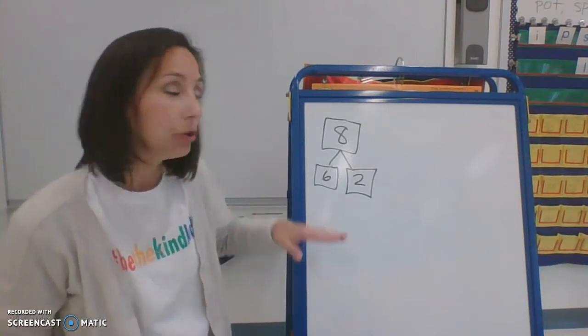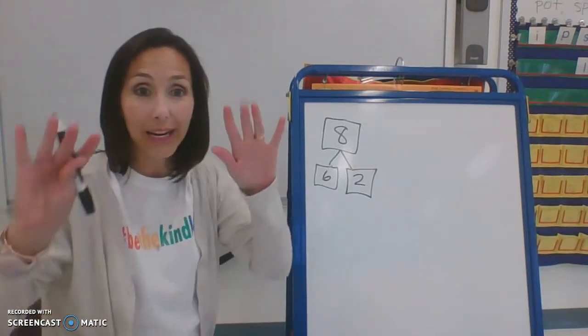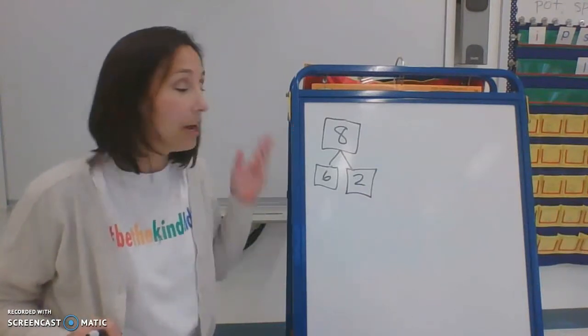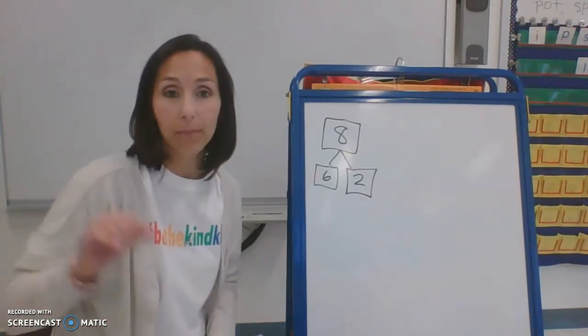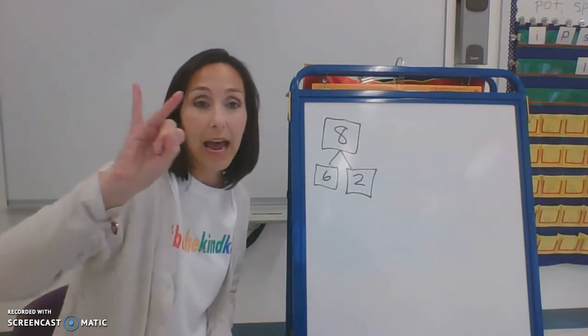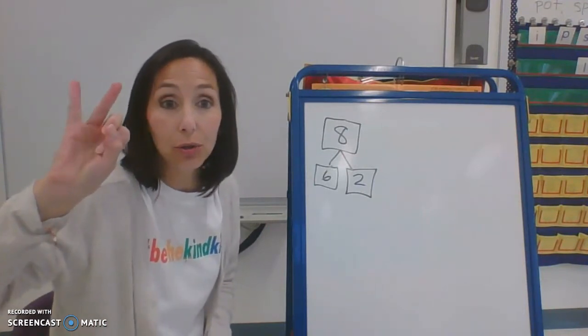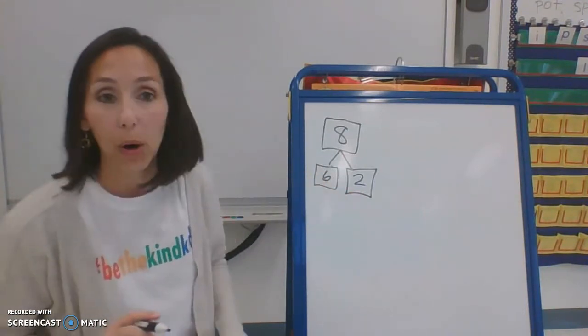And we learned how to figure this out. If you weren't sure, you could count on, right? And we have our handy dandy counting sticks to help us. You could say, okay, 6, 7, 8. And I would know that I've counted on 2. So that would be the other part.